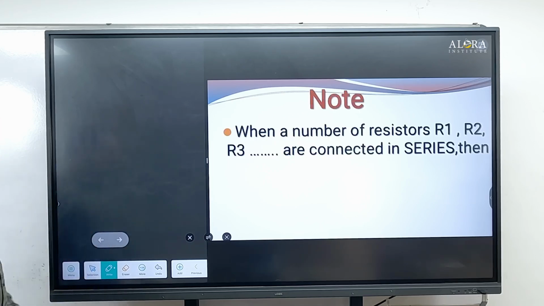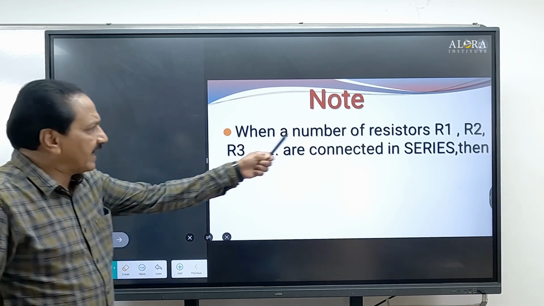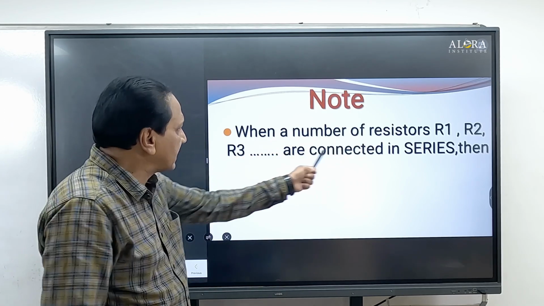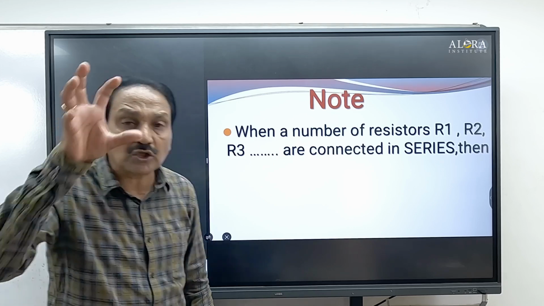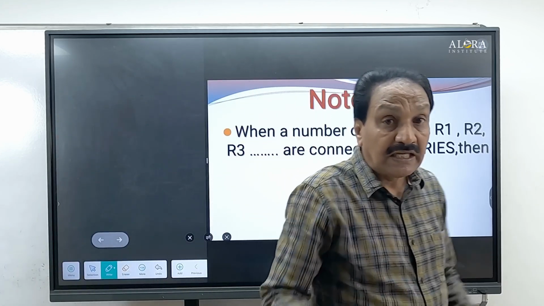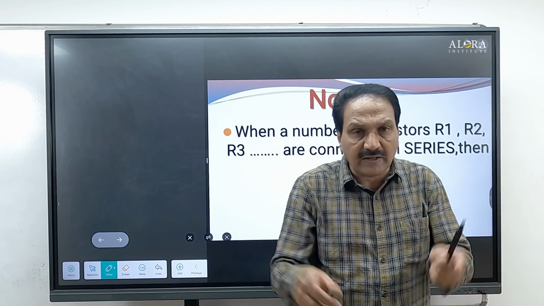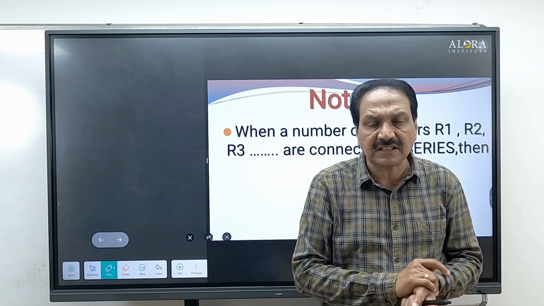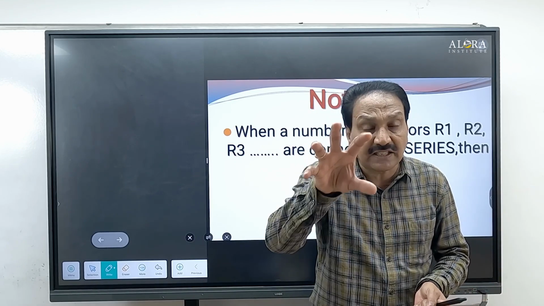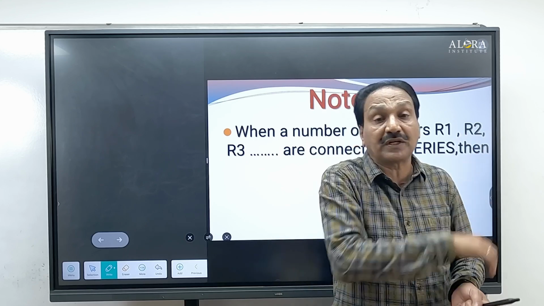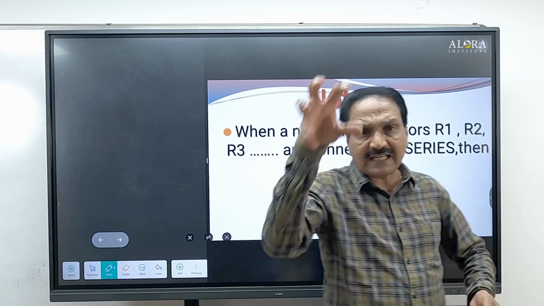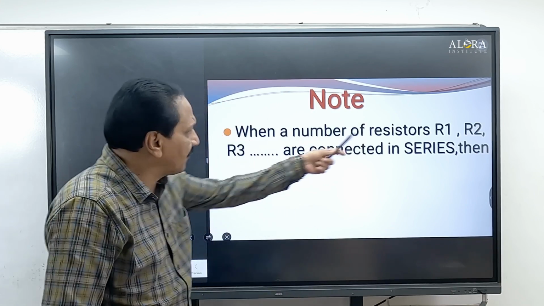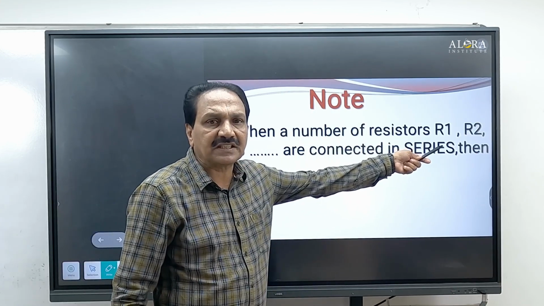Note the point I discussed now. When a number of resistances R1, R2, R3 are connected in series, what is the total resistance in the circuit? When a number of resistors are connected in series, the total resistance present in the circuit is also called the effective resistance. How will you find that effective resistance? That is the sum of the individual resistances.